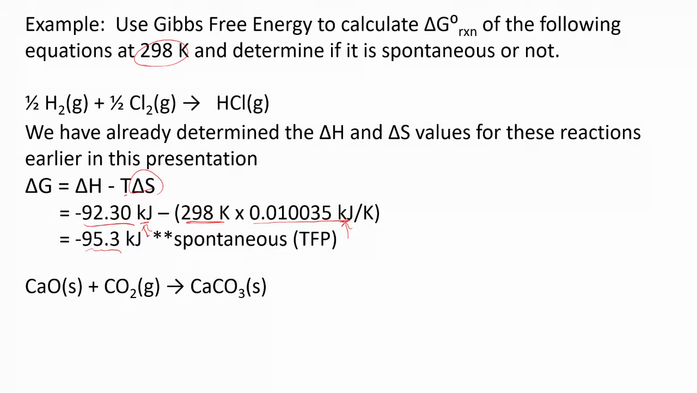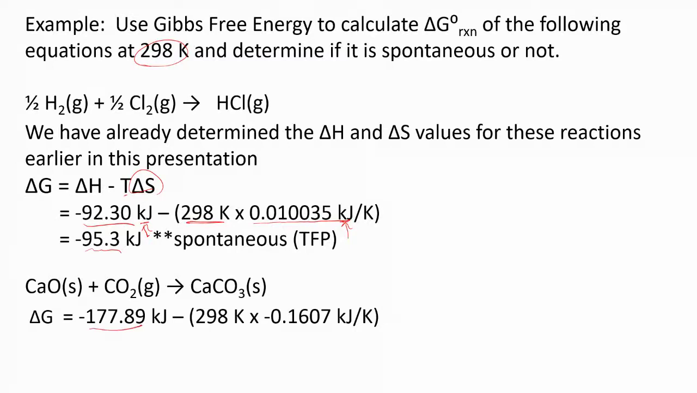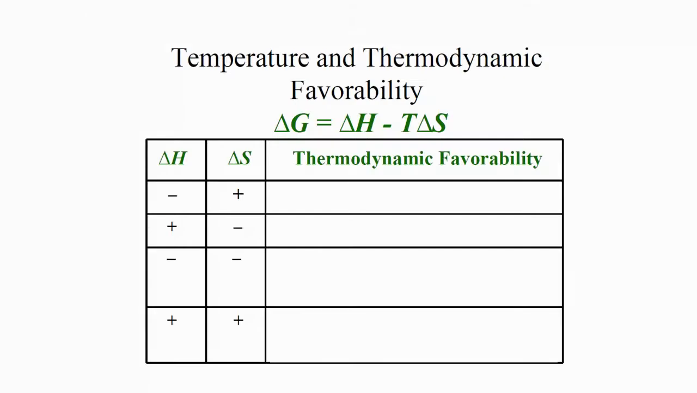All right, let's check out our next equation. Again, here's my delta H value. Here is my delta S value in kilojoules. We found it in joules, and I just converted from joules to kilojoules here. Again, these two values came from previous notes. When we solve, we get a negative 130. So again, this is a thermodynamically favorable process.